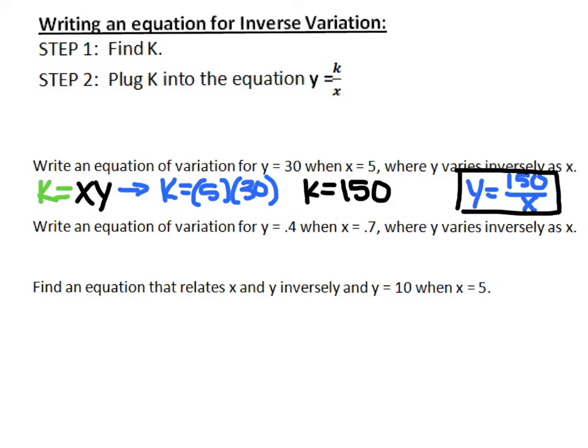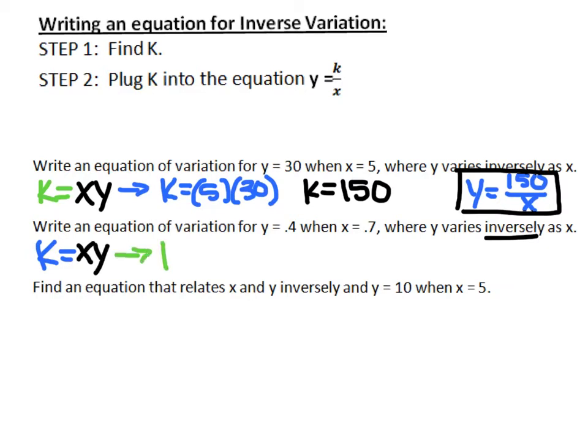Second one, write an equation of variation for y equals 0.4 when x equals 0.7, where y varies inversely as x. So, same concept. First thing we have to do is figure out what is k. And we know if it's inverse, which it says right there, that k is equal to x times y.